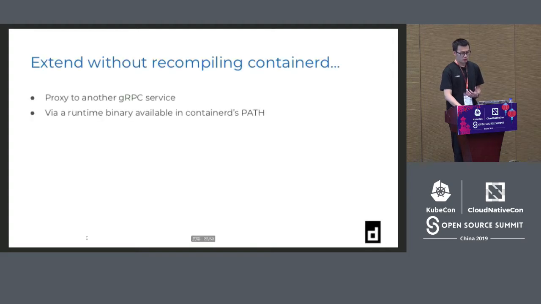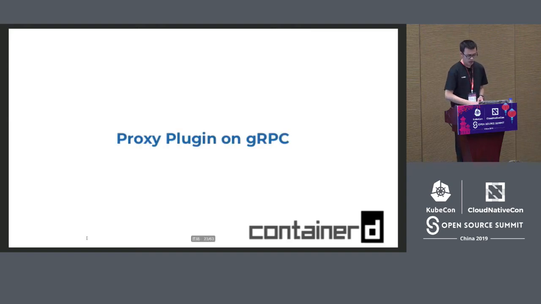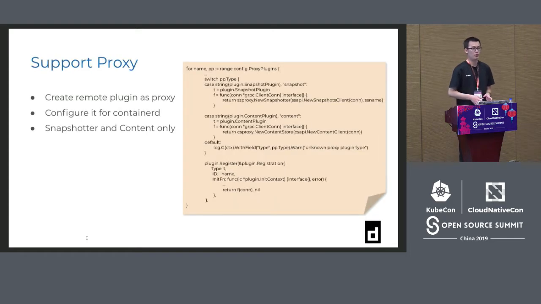The second method is external. It's an open source method, and you don't need to do orchestration. We support two plugins. One is Proxy. The other is about a runtime, and Liu will give you more details. First, the Proxy plugin. Simply speaking, containerd can forward the request from upstream to the third party.